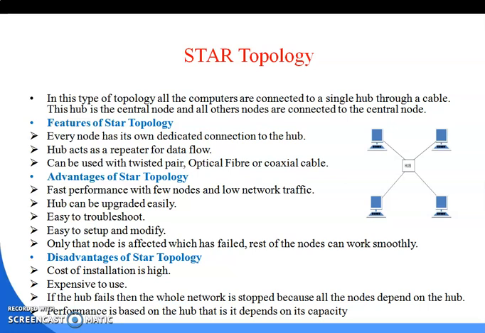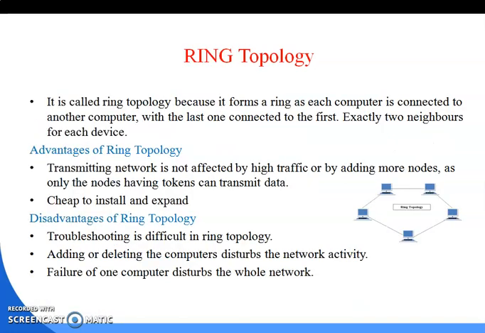Okay, so next is another topology known as the ring topology. It is called ring topology because it forms a ring, as each computer is connected to another computer with the last one connected to the first, exactly two neighbors for each device. So it is a ring topology. Ring means there is a central cable in the ring form, and all the computers are connected to each other.